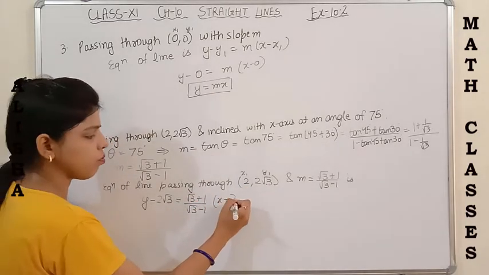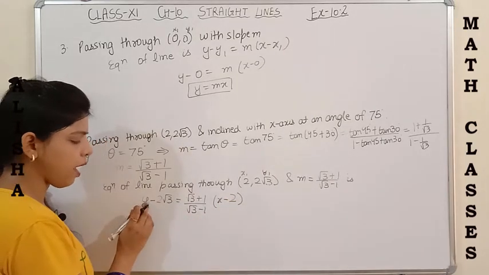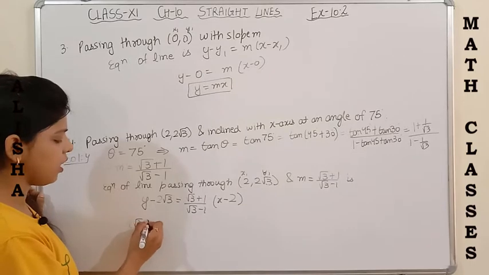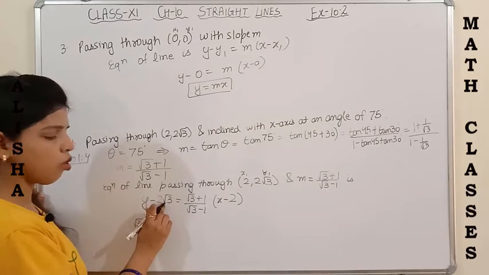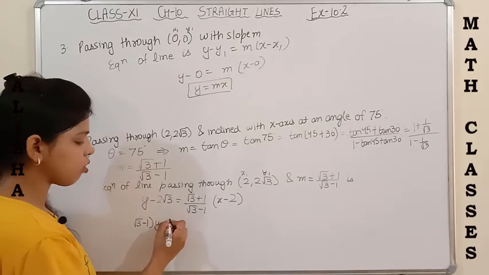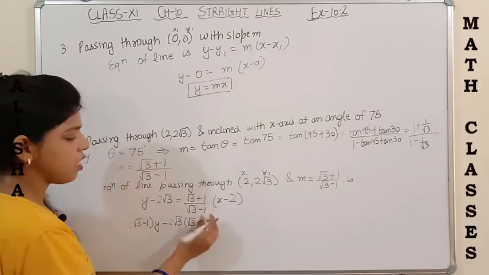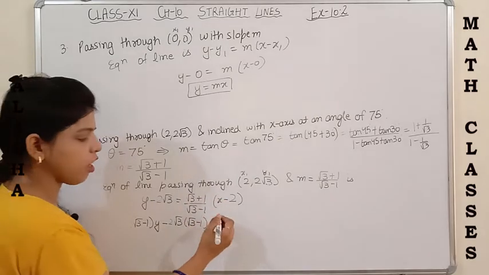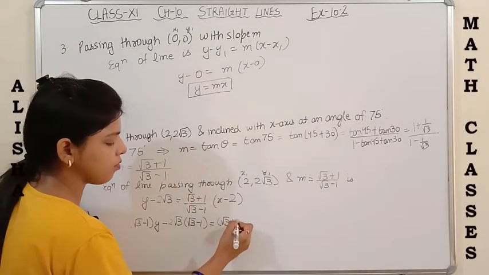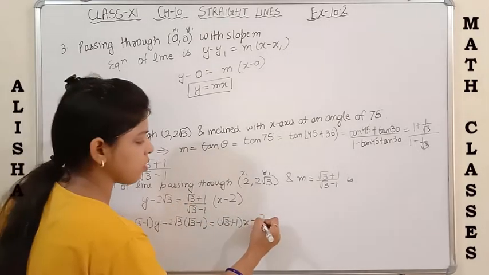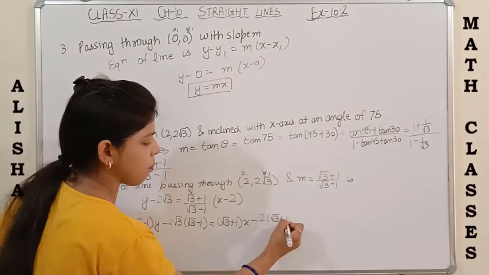x1 is 2. Now just cross multiply: y into root 3 minus 1 becomes root 3 minus 1 into y. 2 root 3 will also be multiplied by root 3 minus 1. Similarly here root 3 plus 1 will be multiplied by x, and 2 will be multiplied by root 3 plus 1. Now here we have to simplify it.